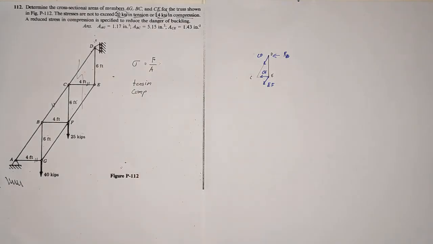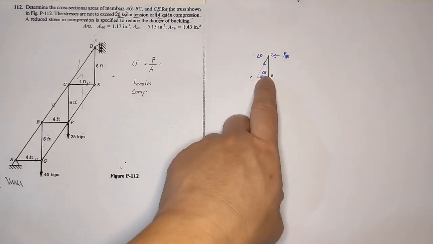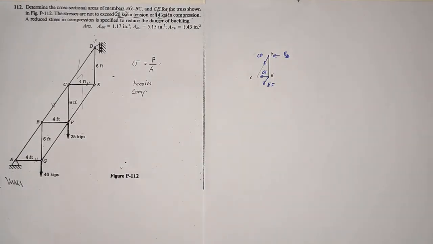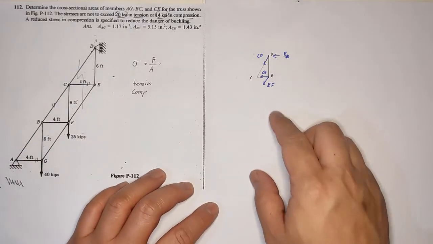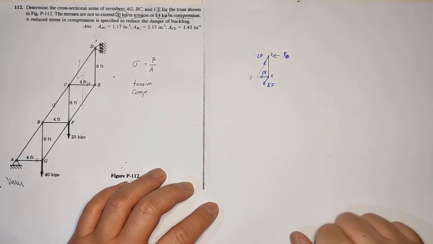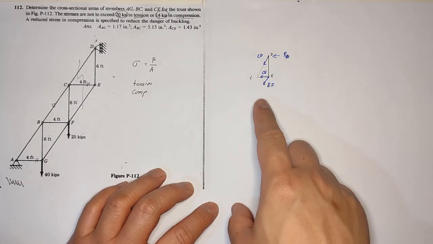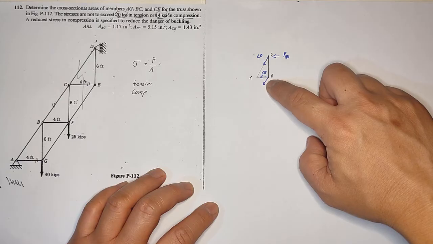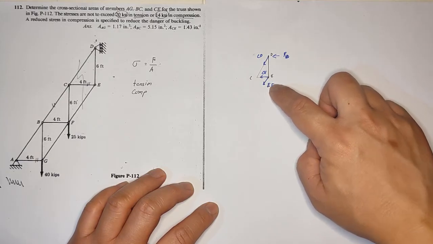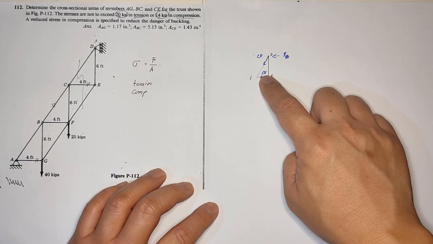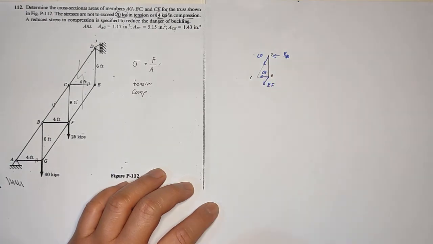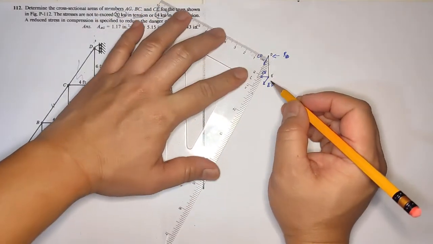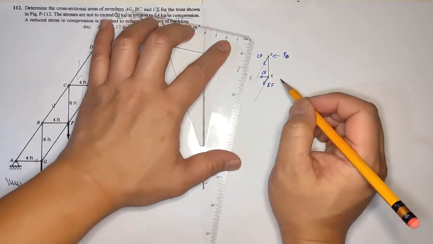Yan. Now, our objective is to find CE. Okay? So, anong gagawin natin? Now, pag nag-moment ako dito, hindi ko alam itong EF. Pero pag nag-moment naman ako dito, hindi ko makukuha yung CE. Anyway, sige. I-continue mo to. Okay.